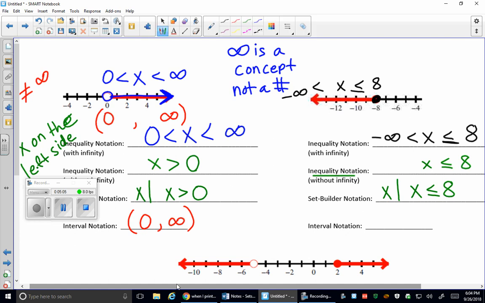Okay, so the last part of what we do is that interval notation. So you can't equal infinity, so it's parentheses, negative infinity, comma, 8. But this time we use a bracket because we have a solid dot. Oh, what did I forget over here? So over here, so parentheses, negative infinity, 8 with a bracket.